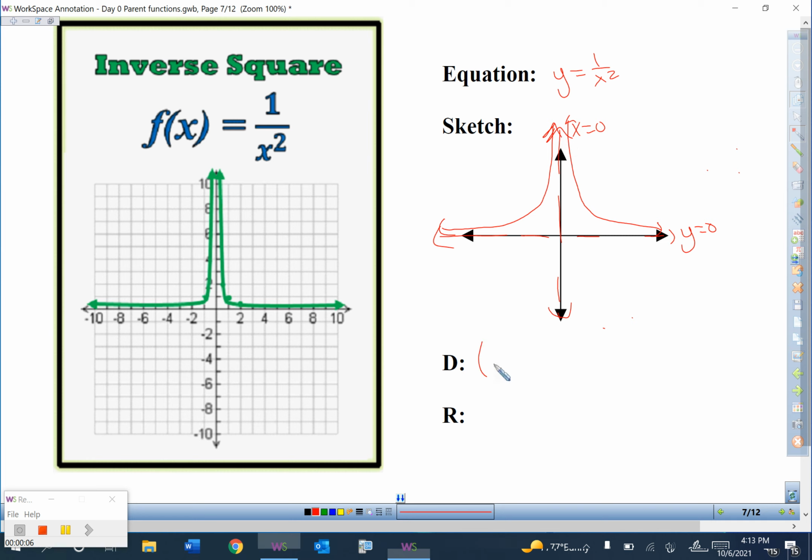Our domain is the same as it was last time. You can plug in any number as long as it's not 0. So we're stopping there. But because of that squaring, we're not starting at the negative side like we did on the last one. We're starting at that 0 value. We do have an asymptote, so neither side here is included.